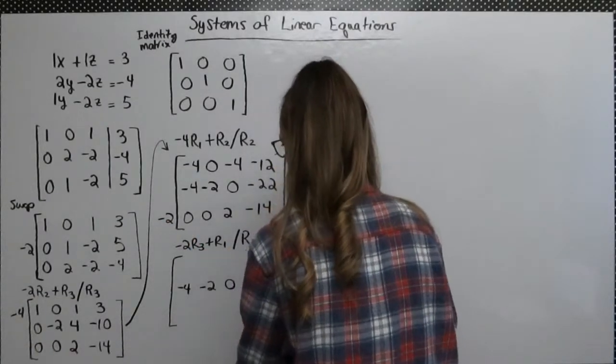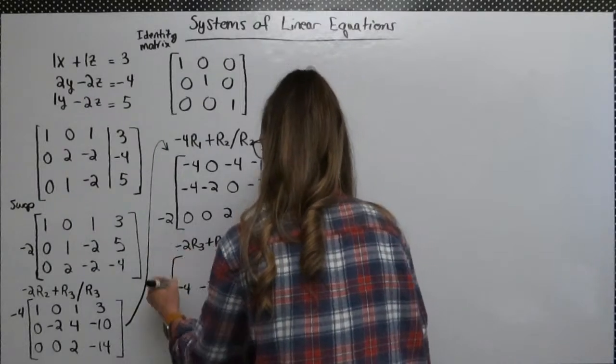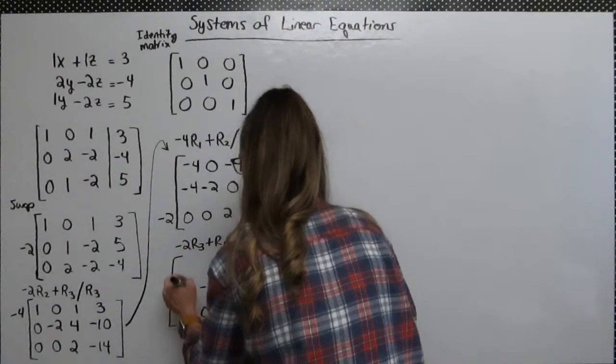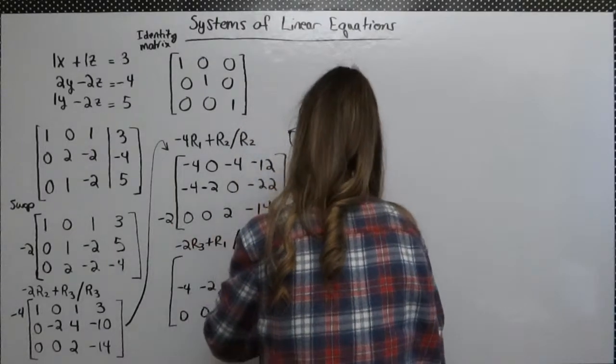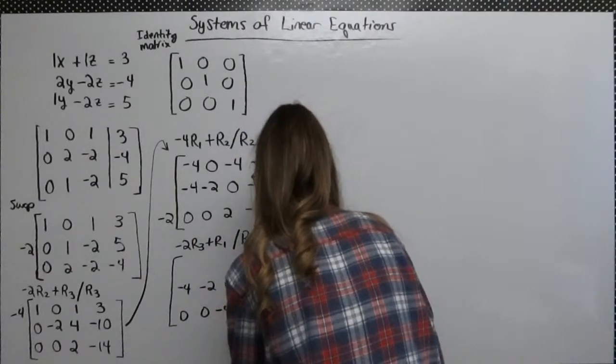So we'll write row 3 next. Negative 2 times 0 is 0. 0. And then negative 2 times 2 is negative 4. Negative 2 times negative 14 is positive 28.